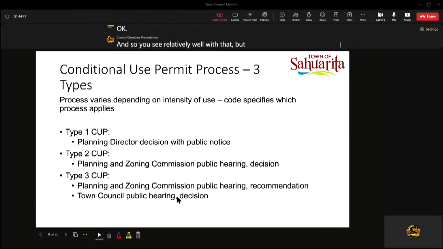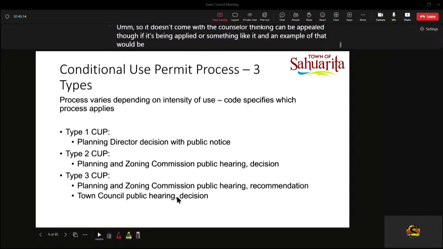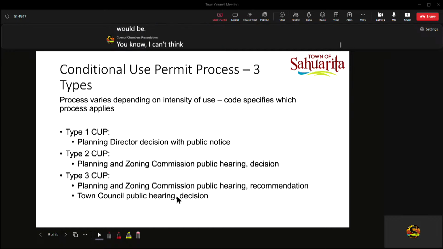Type 2 has greater impact, and that is a planning and zoning commission decision. So it doesn't come to the council. I think it can be appealed, though, if the applicant or somebody doesn't like it. An example of that one, maybe? I can't think of one on the spot. I can look it up, though. Oh, yeah, that's fine. And then the type 3 is the one that we're all talking about, which is a hearing process at the planning and zoning commission. The planning commission makes a recommendation to the council. The council then goes through its own process.